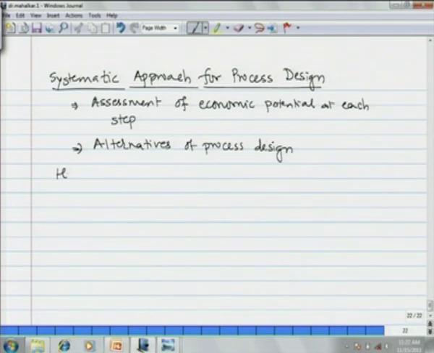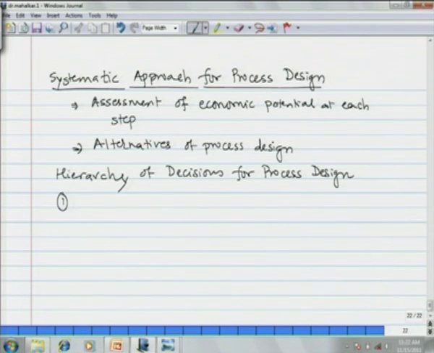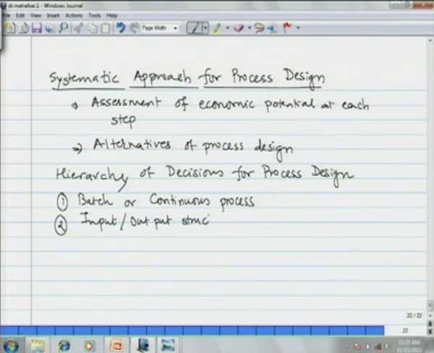So, the hierarchy of decisions for process design has 5 steps. The first step is to determine whether you want to go for a batch or continuous process. The next is to determine the input-output structure of the flow sheet, which will give you the value addition of the process, and whether the cost of operation is worth the value addition.